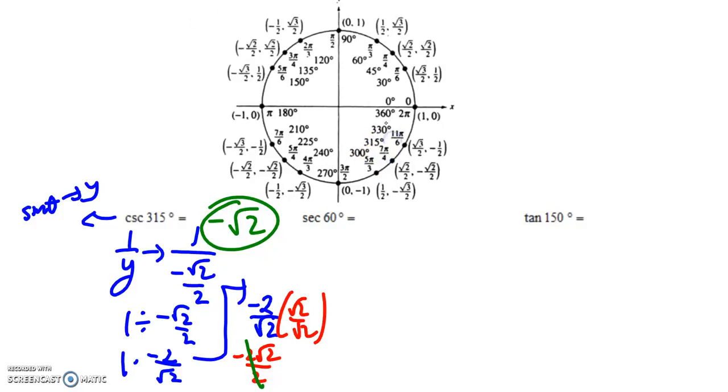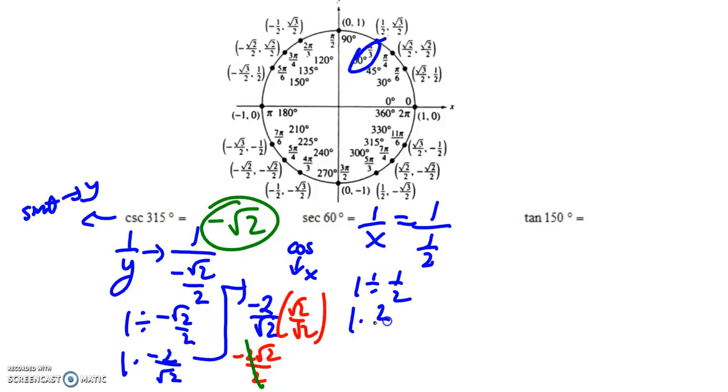The secant of 60 degrees. Well, first, secant to me means that we are talking about x, because secant, the reciprocal function, is cosine. So I'm going to write a little note that cosine really deals with x. So that means that the secant of 60 degrees is really 1 over x. So if I look at 60 degrees, or pi over 3 as a reference, the x value there is 1/2. So this is really 1 over 1/2, which is really 1 divided by 1/2, or 1 times 2 over 1. So my answer is just 2.